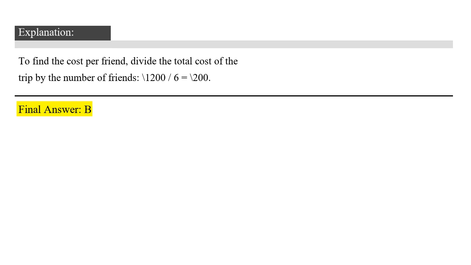To find the cost per friend, divide the total cost of the trip by the number of friends: $1200/6 equals $200.